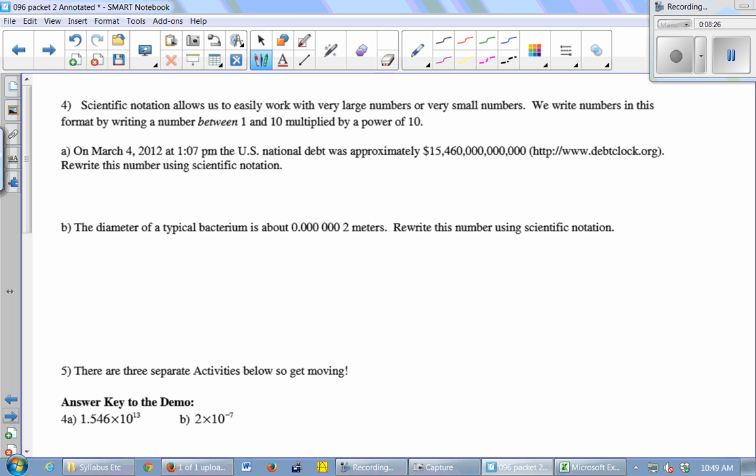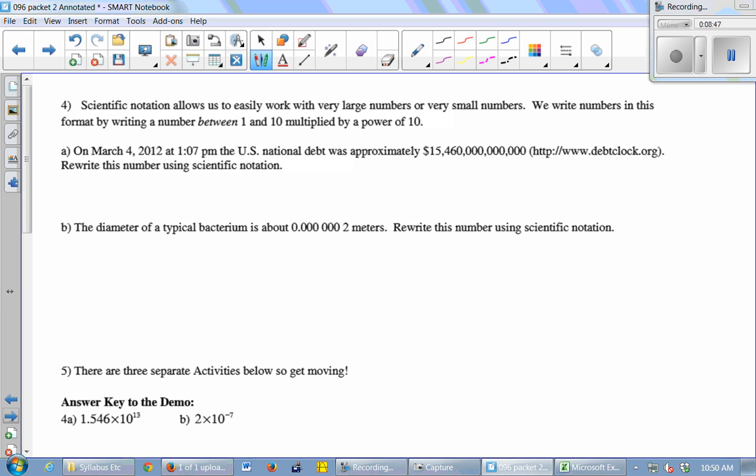Okay. Scientific notation allows us to easily work with very large or very small numbers. We write numbers in this format by changing a number that's really big or really small. We make it a number between 1 and 10, and then we multiply by a power of 10, because multiplying by 10 moves a decimal point.